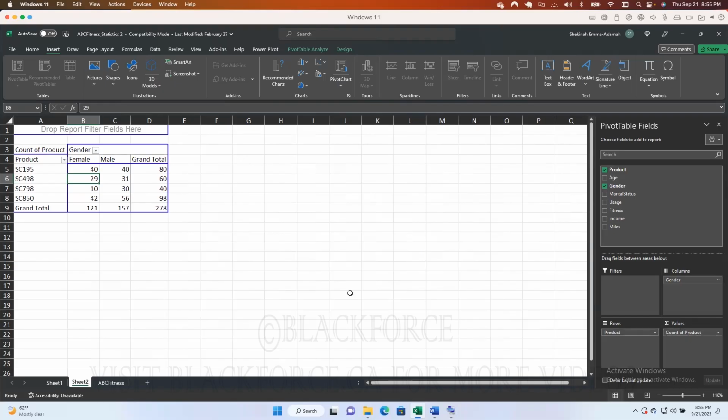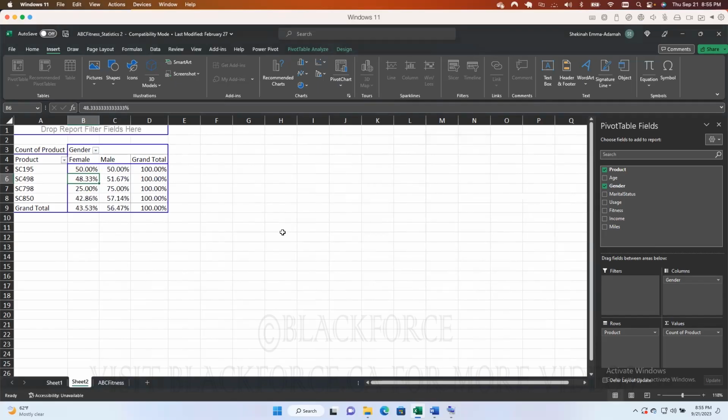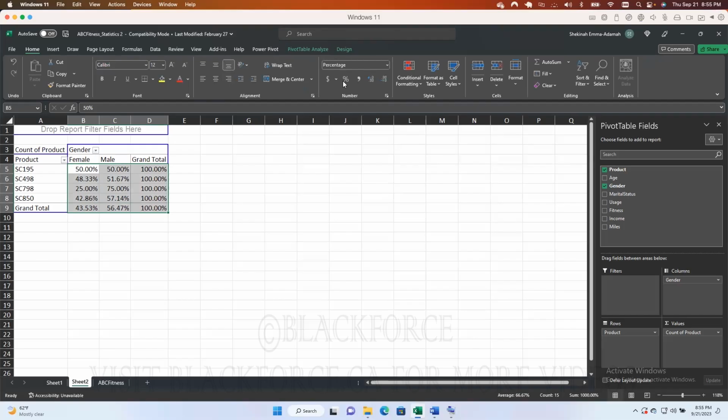Another thing you can do if you want to have percentages, you can also change it. If you come to value fields, you can also change what the data is being shown as. So you can put as percentage of row total, and you see it gives you percentages. Does that make sense? So it tells you what the percentage split between male and female is. Did we get that?